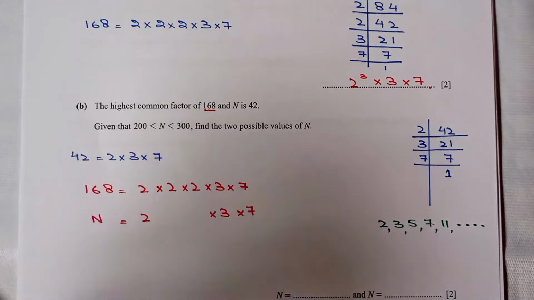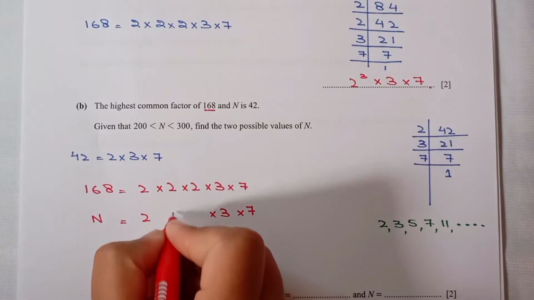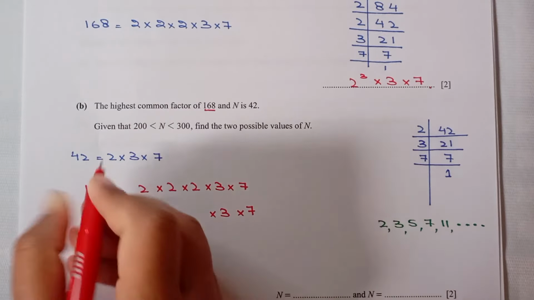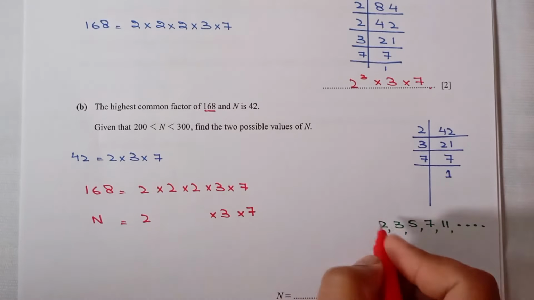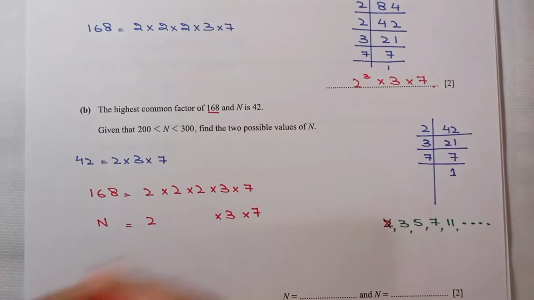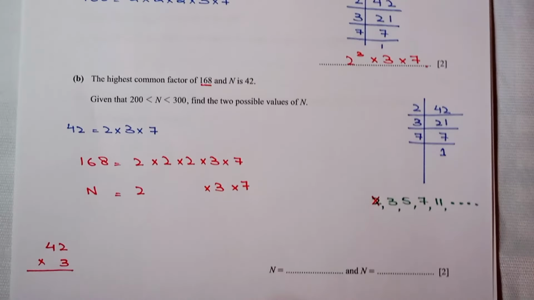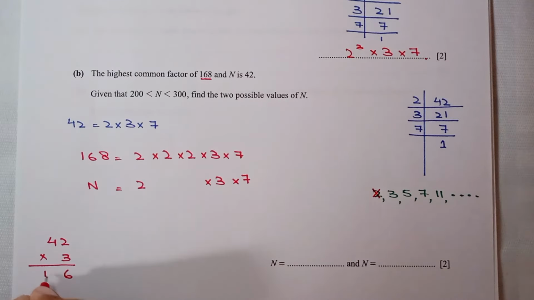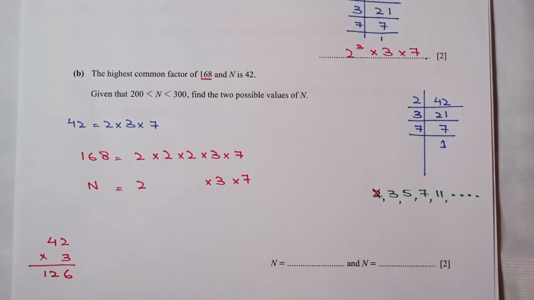Okay, so if I choose 2 over here, it will make a pair with 2. So our HCF cannot be 42. HCF can be changed, so we cannot take 2. Let me take 3. So if I take 3, what is 42 times 3? 3 times 2 would be 6, and 3 times 4 is 12. 126, but 126 does not lie in the range of 200 and 300, so we cannot take 3 as well.